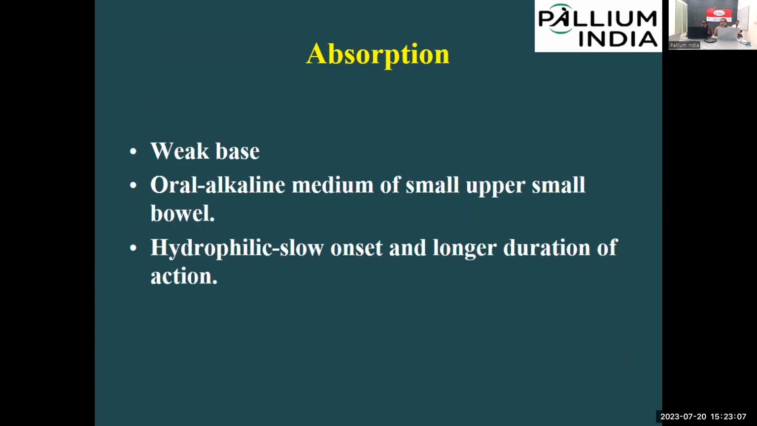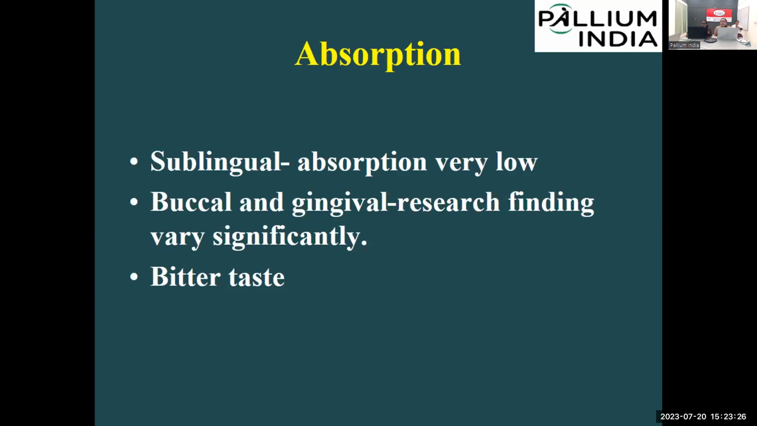So, absorption of morphine: it's a weak base, and some of it is absorbed in the upper part of the small bowel. It is hydrophilic in nature, and hence the action is slow in onset but has a longer duration of action. Sublingual absorption is very low for morphine, and even buccal and gingival. Research shows that the absorption rate is very low and it has a bitter taste. So if somebody says they have adequate pain relief on sublingual morphine, we should believe that it could be because the patient swallowed the morphine, and the systemic absorption resulted in the pain relief.